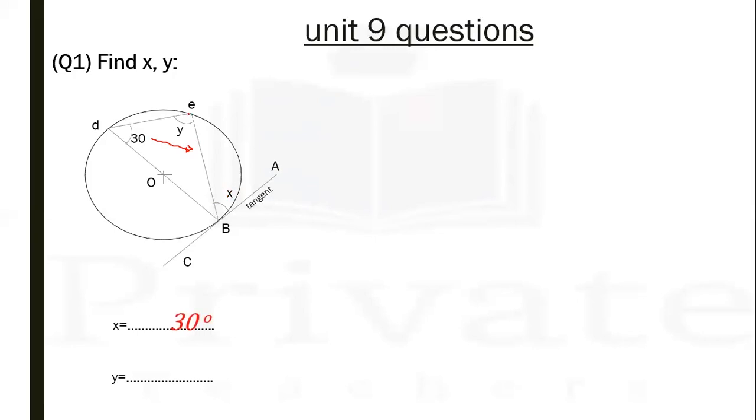And then to find the value of y, look at DB. DB is passing through the center. Therefore, DB is a diameter. Therefore, the angle y should be 90, because any circumferential angle that is made on the diameter is equal to 90 degrees. Look at it.